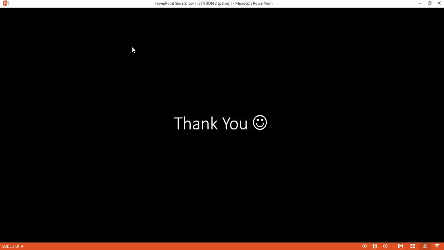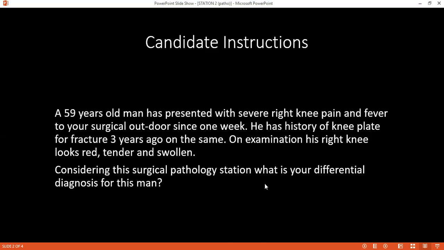Madam, this case may be septic arthritis, because this picture can be septic arthritis. Yes, but one of the differentials can be septic arthritis, but not the provisional diagnosis, because the knee plate was inserted 3 years ago, or maybe many years ago. But once there is a history of trauma and there is a knee plate, then osteomyelitis is the most likely provisional diagnosis. Because he presents with a 1 week history, maybe septic arthritis, maybe osteomyelitis.